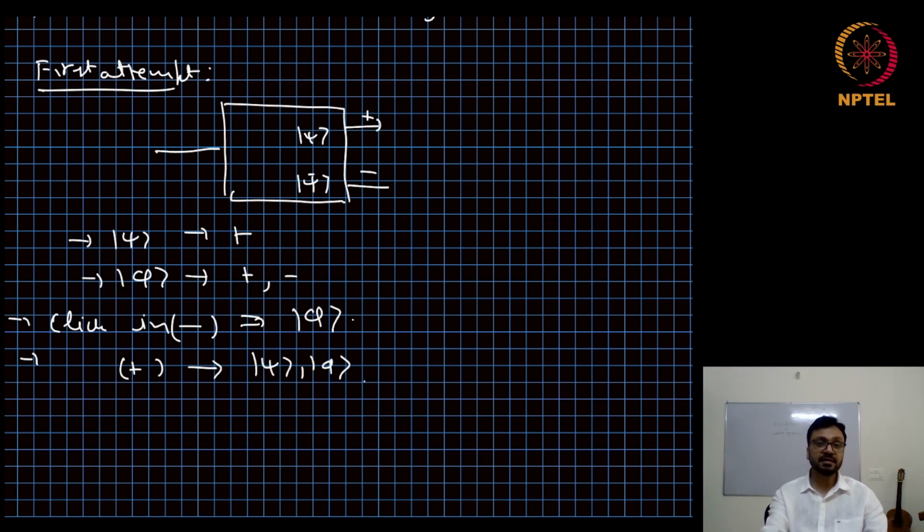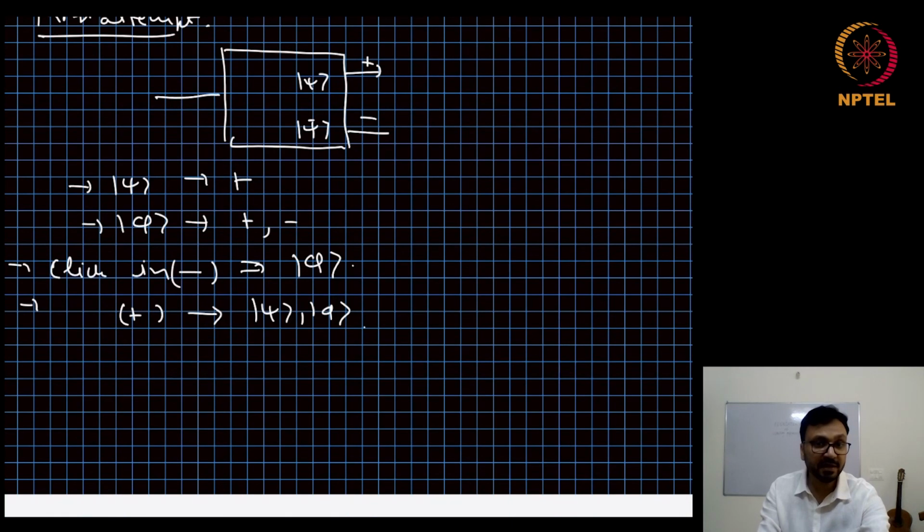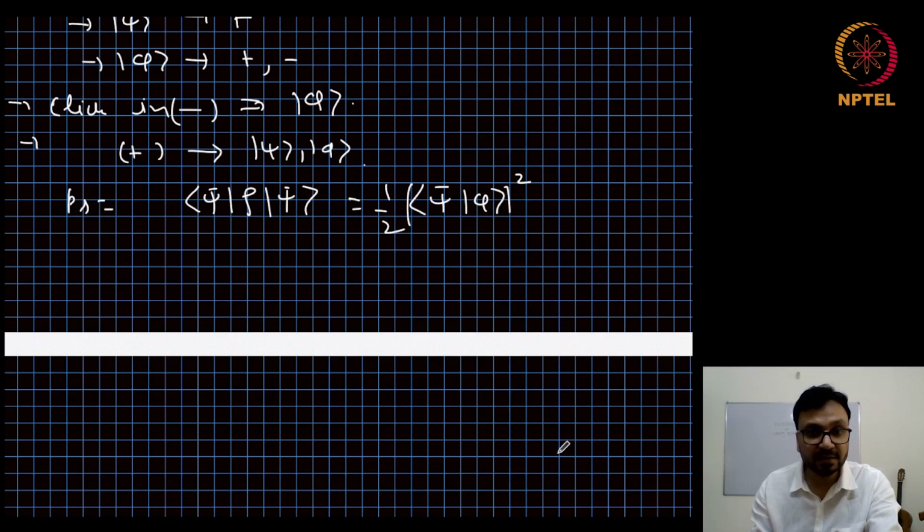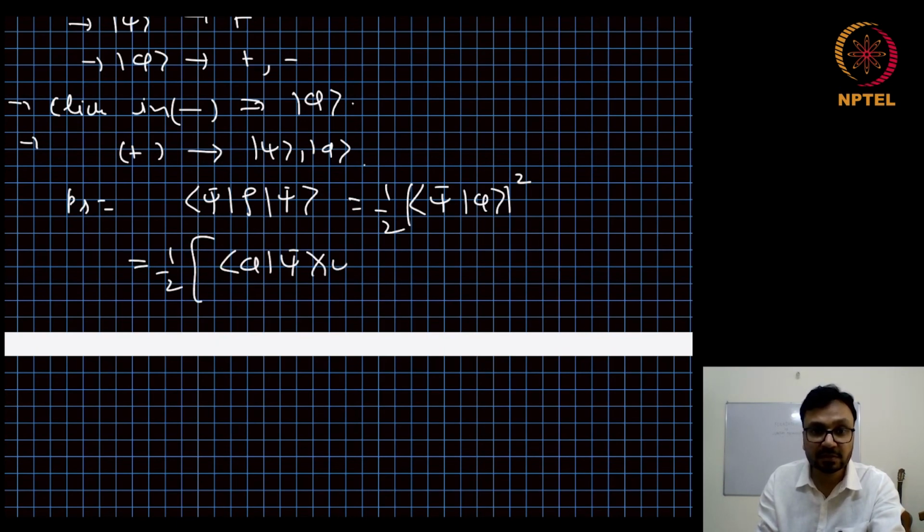So from this measurement setting, we can be sure when the click is in the minus, so we know it's state phi. But when the click is in plus, then we do not know whether it was in the state phi or psi. And the success rate will be the trace of psi orthogonal rho psi orthogonal. So whenever there is a click in psi orthogonal, then that is a successful case. This will be half times the modulus of psi orthogonal phi, squared. And this we can write as half times phi psi orthogonal phi.